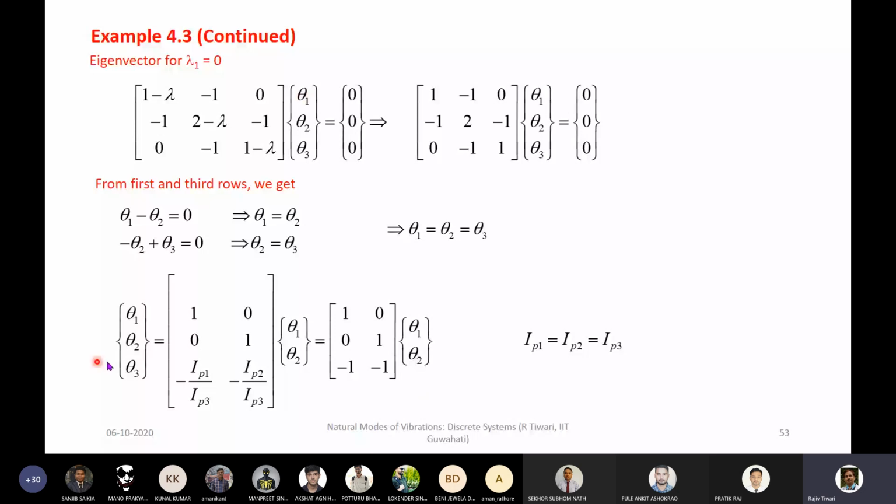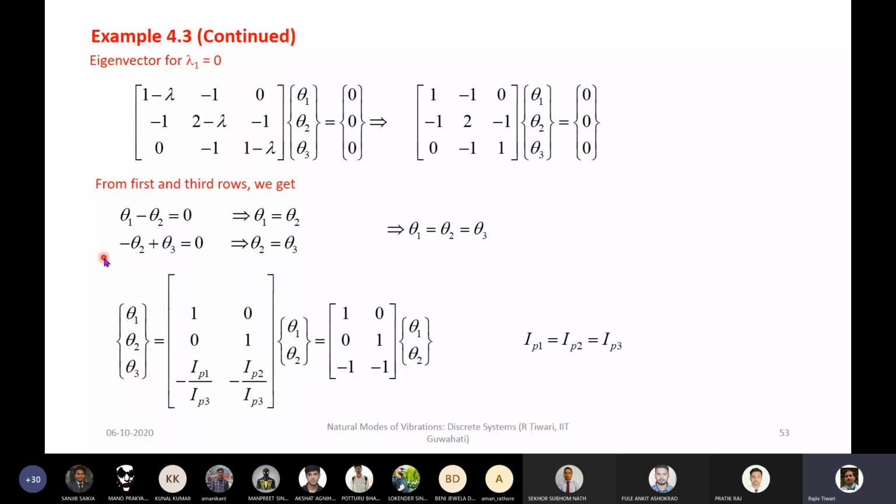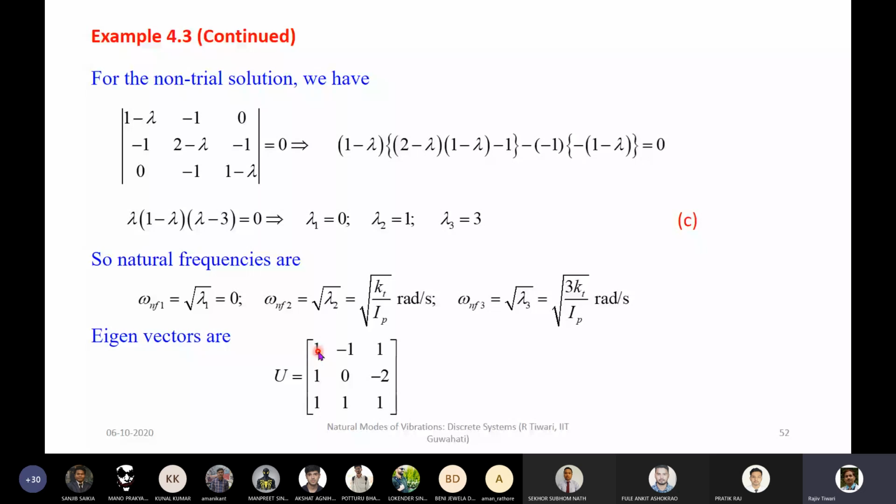Okay, so this is, I think, the C matrix. So now you can see that I have shown one of the lambda is equal to 1. I have shown how to get the eigenvector. So this is 1, 1, 1. So if theta 1 is 1, theta 2 is also 1, theta 3 is also 1.